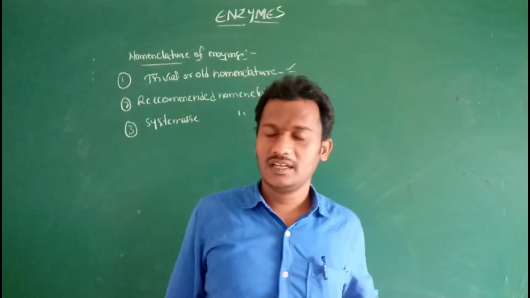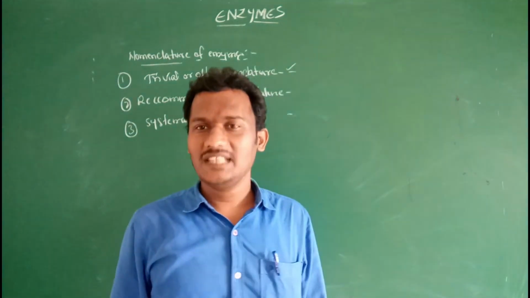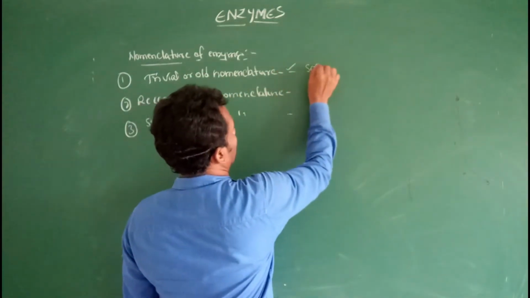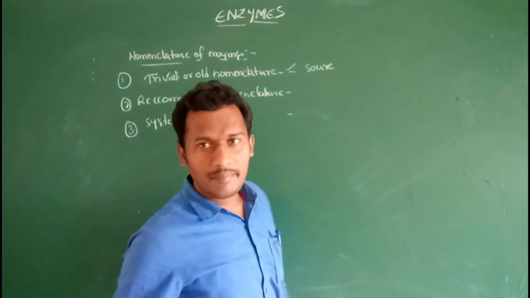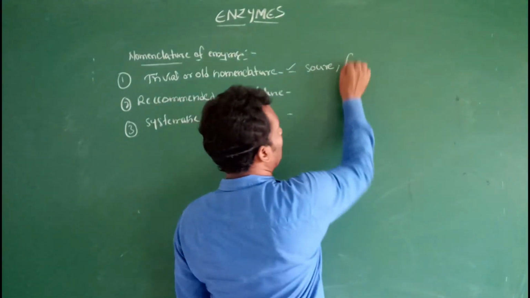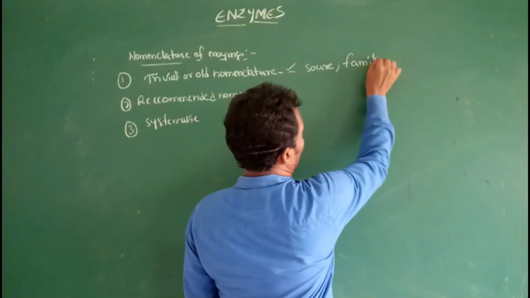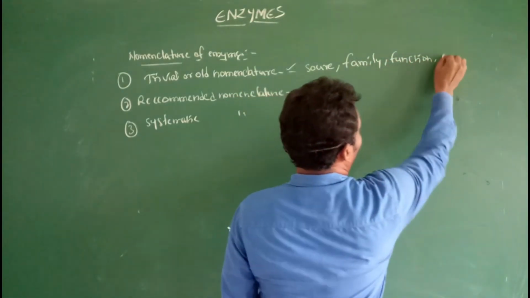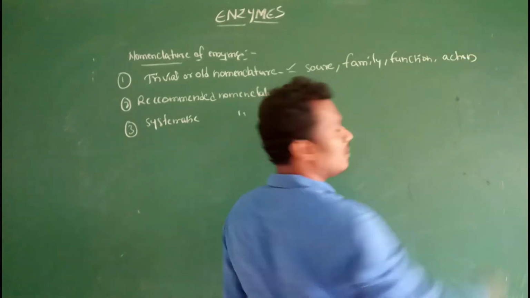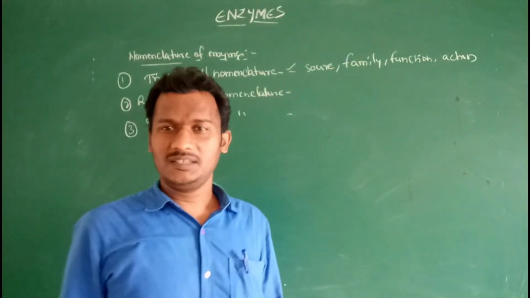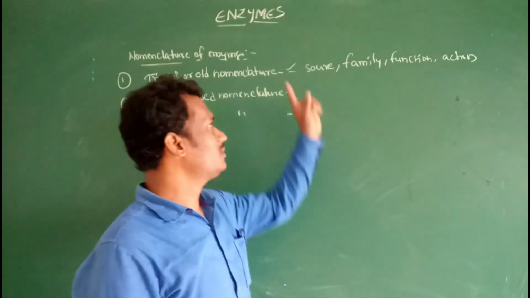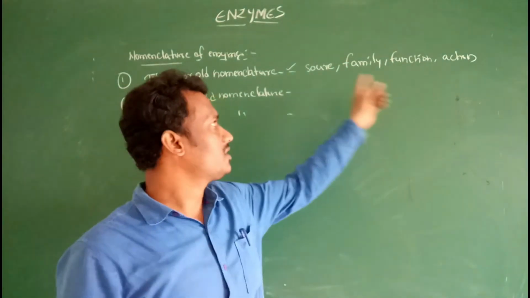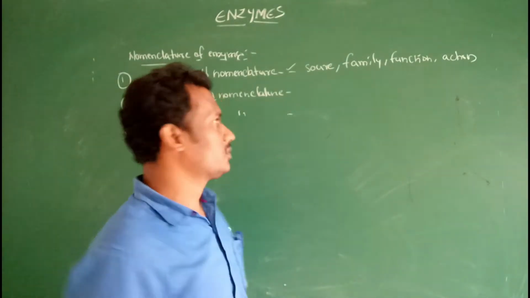According to this method, names are provided to enzymes by source of material, then family, then function, then action. So by this method, names are provided to enzymes by source, then family, function and action. So first one, source.